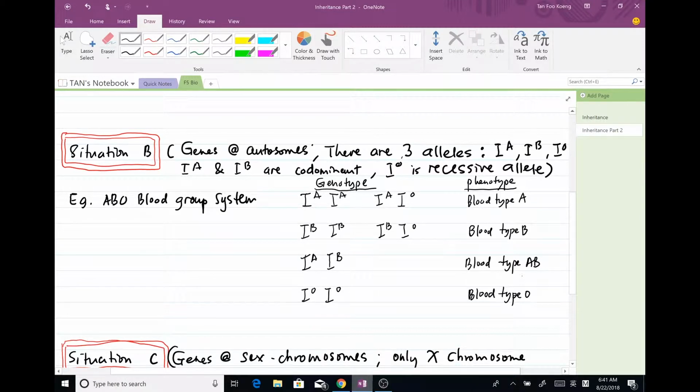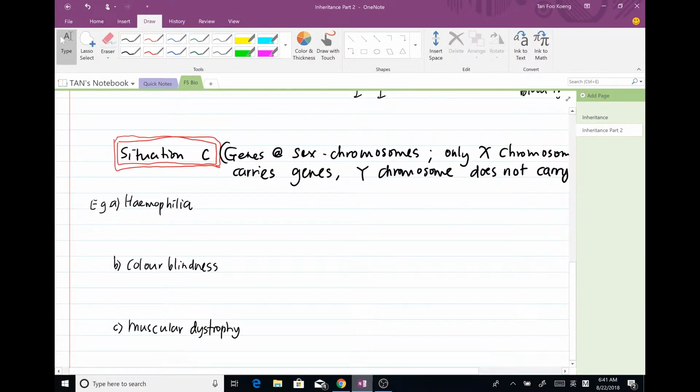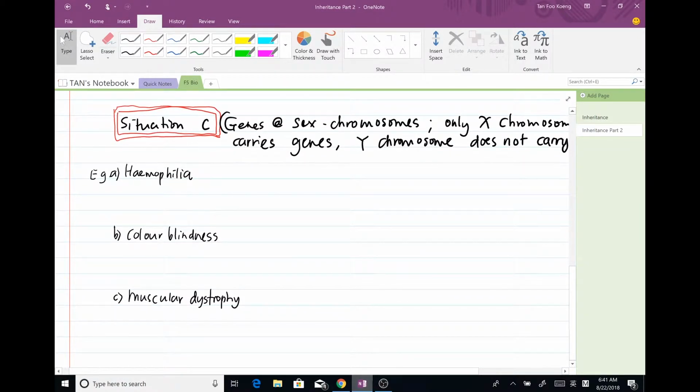Alright, so this is the second situation where the genes are found on the autosomes, but there are three alleles. Two of them are codominant and one of them is recessive. The third situation is whereby the genes are found on the sex chromosome. And remember, only the X chromosome carries genes. The Y chromosome is considered too short to carry any genes on it. And the diseases caused by the mutated genes on the sex chromosomes are only three. These three we've got to remember.